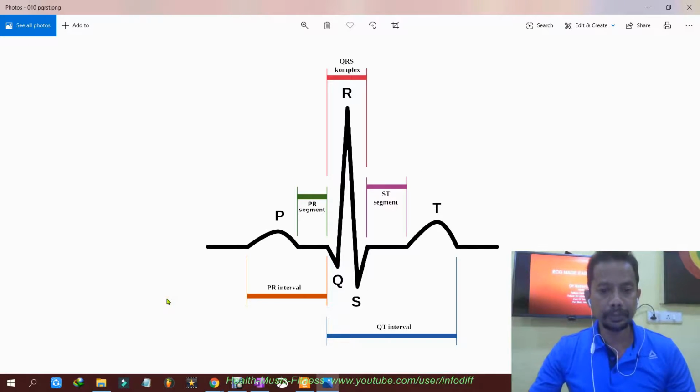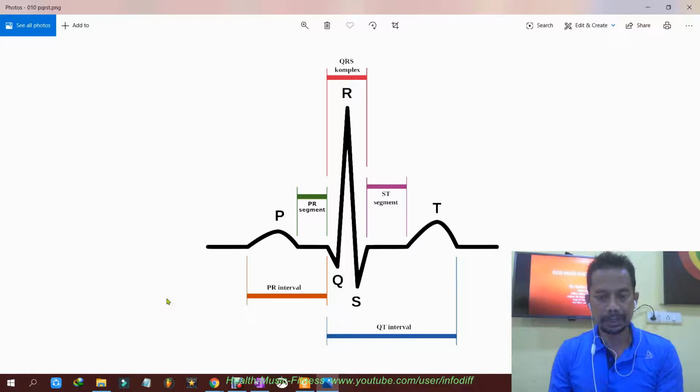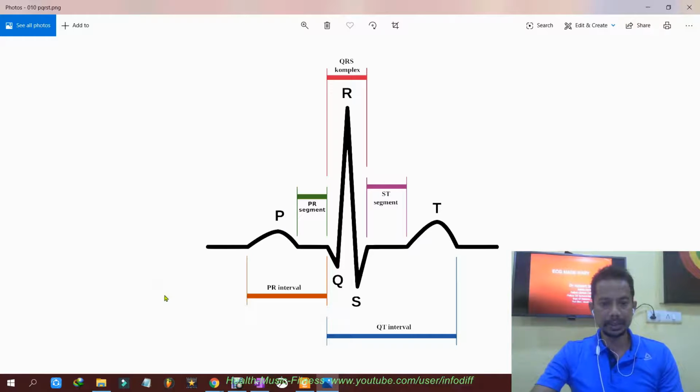Welcome back. So now we know there is a P wave, there is a QRS complex, there is a T wave. Now we come to the intervals and the segments. So PR interval is the duration from the beginning of the P wave to the beginning of the Q wave, and in a complex where there is no Q wave, just the R wave is the first wave of the QRS. So in that case, the PR interval will be from the beginning of P to the beginning of the R wave. So that's about the PR interval.